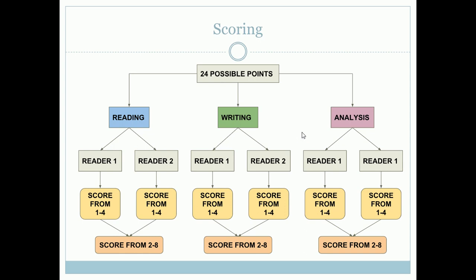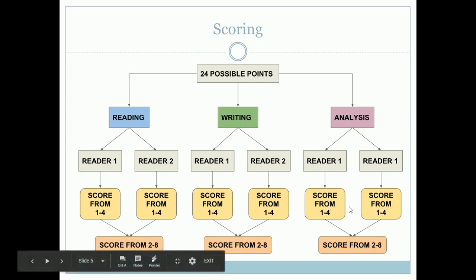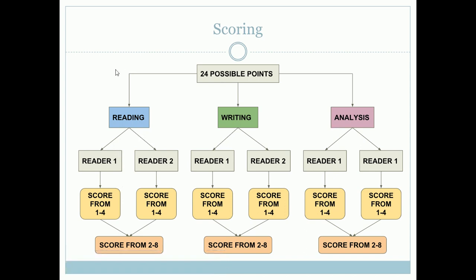When we grade diagnostic exams, we're not going to have 2 readers score it. So instead, you're going to ignore this orange step here, and you're just going to give the essay a score from 2 to 8 in each of these categories. So you read the essay, you give it a 2 to 8 in reading, a 2 to 8 in writing, a 2 to 8 in analysis. You add them up, and that's the score.